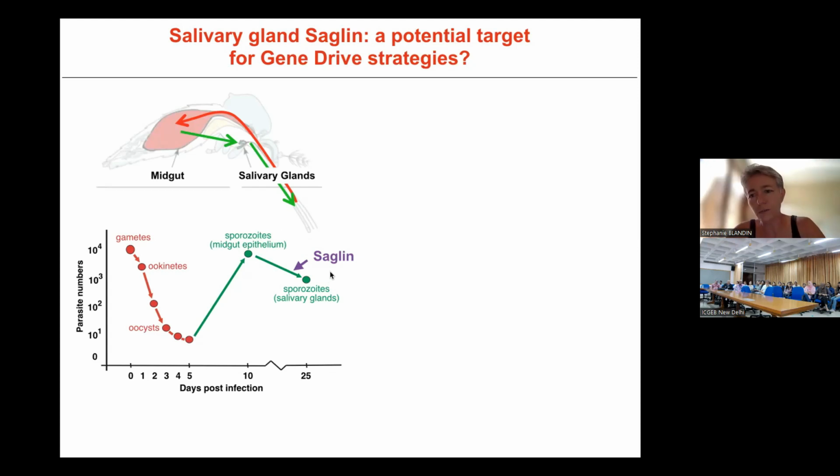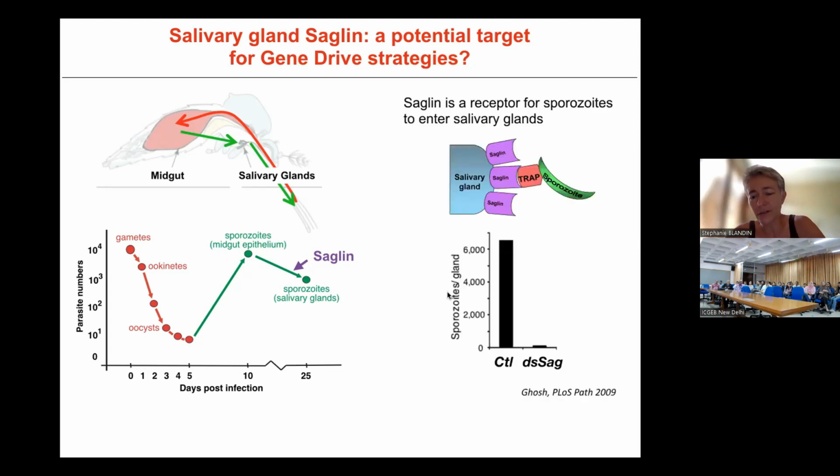One of the genes we've been especially interested in is called saglin. Why? Quite a few years ago, the laboratory of Marcelo Jacobs Lorena in the USA published a nice paper suggesting that saglin was a receptor at the surface of the salivary glands, and this receptor was important for sporozoites, the form that floats in the body cavity, to detect the salivary glands and therefore to infect them.